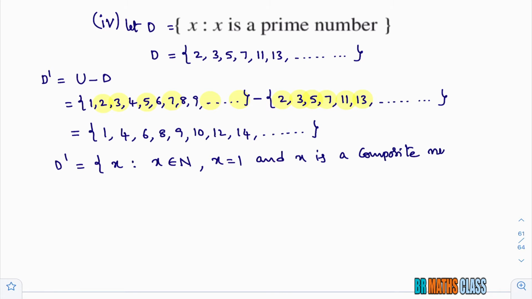X is a composite number. I hope you understand this. So if set D is given like this, its complement is like this. X such that X is a natural number, X not equal to 1 and X is a composite number. This is the complement of the given set. I hope you understand this fourth bit.